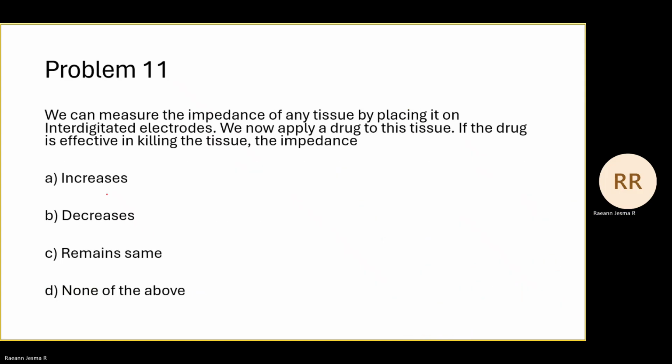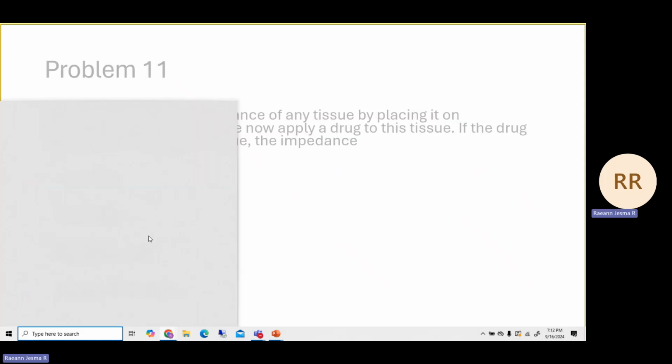We can measure the impedance of any tissue by placing it on interdigitated electrodes. We now apply a drug to this tissue. If this drug is effective in killing the tissue, then the impedance: option A increases, B decreases, C remains the same, D none of the above. So which is the correct answer? I think we saw this question before.